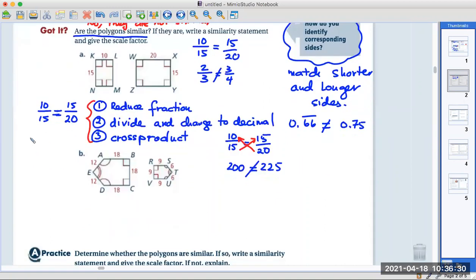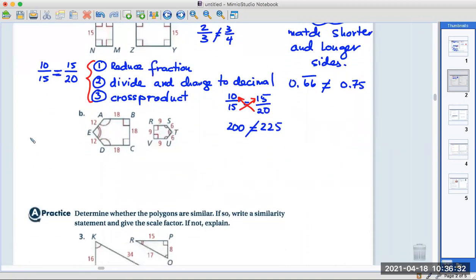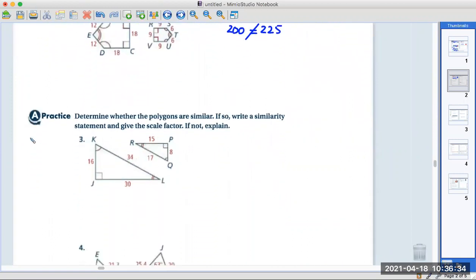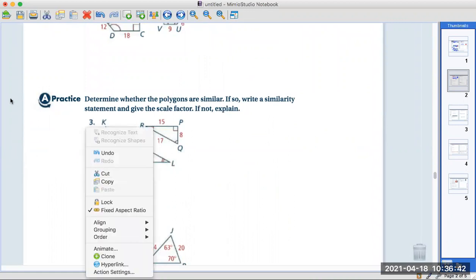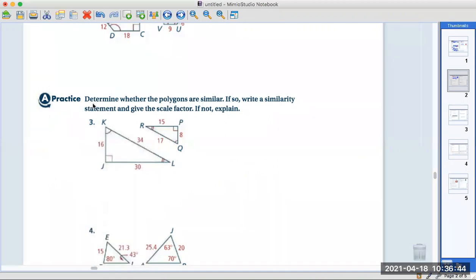So now let's go down to the bottom and let's try number 3. Same thing, it's asking, determine whether they are similar. So your answer should be yes or no. Determine. If so, write a similarity statement and give the scale factor. If not, explain. But I can already tell you they will be. So just to show you why.